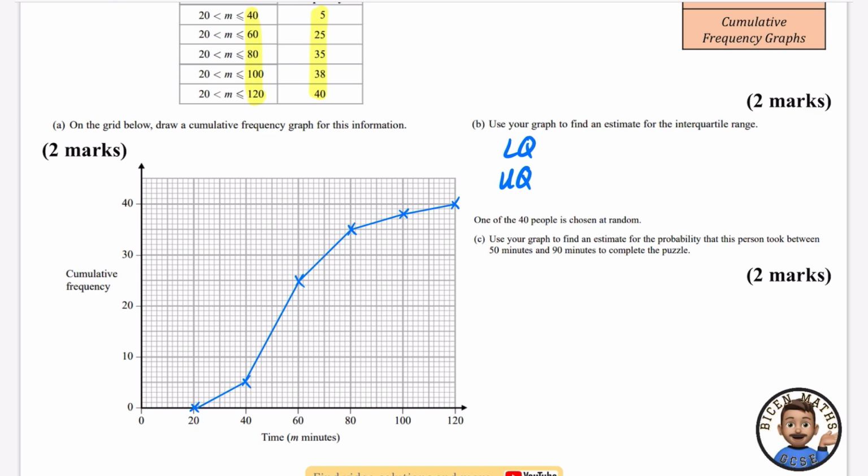So I'm going to draw a cross at 10 for the lower quartile, and then I'll look down here. I would say that looks like it's about 45. If this is 50, I would say that that is 45 for the lower quartile.